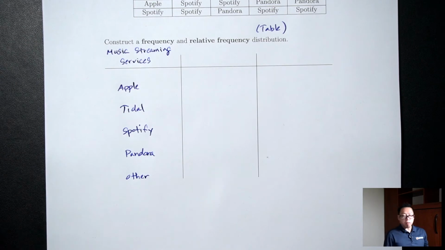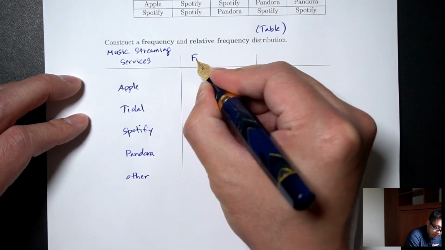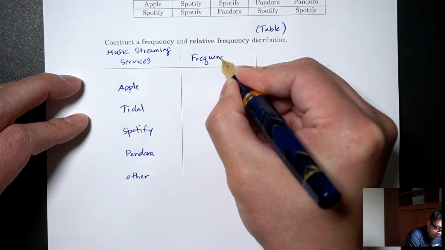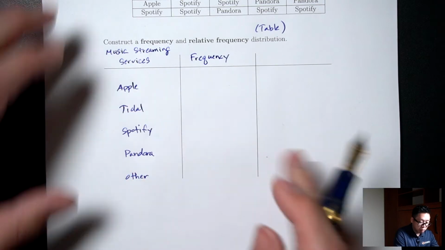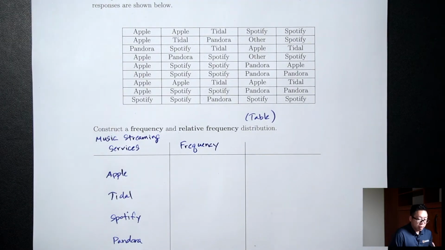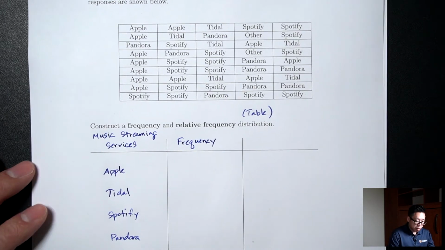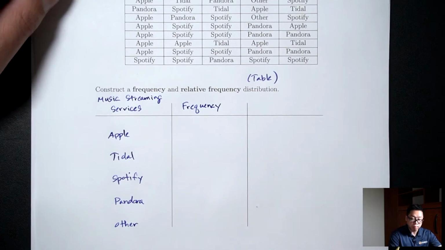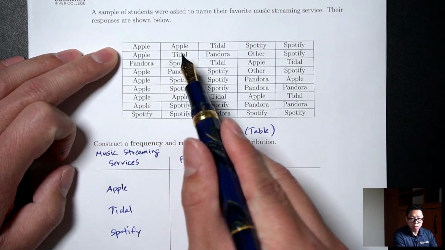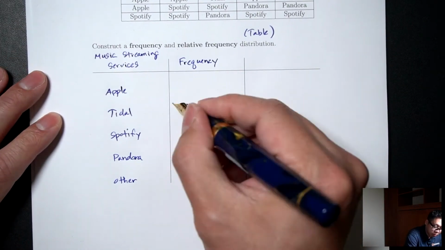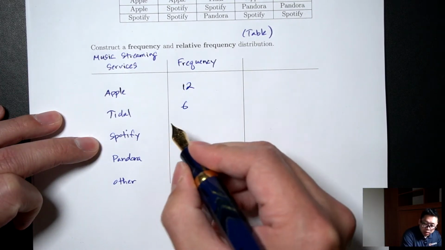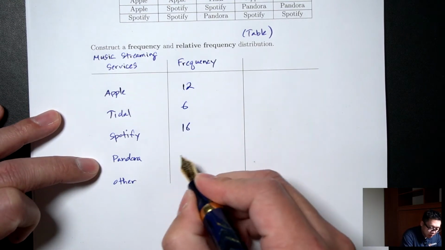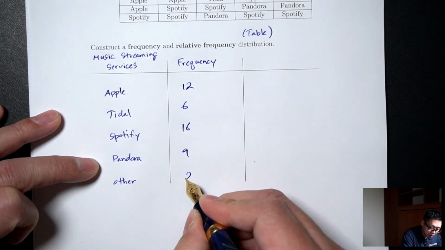And the first thing we want to calculate is the frequency. Frequency just means how many. So we're just going to count how many Apples there are in our data set. In the lab, we're actually going to use R to count for us, so we're not going to count by hand. So let me actually just tell you what the frequencies are. If you were to go through and count all the Apples, you should see that there are 12 Apples. There are 6 Tidals, 16 Spotifys, 9 Pandoras, and 2 others.